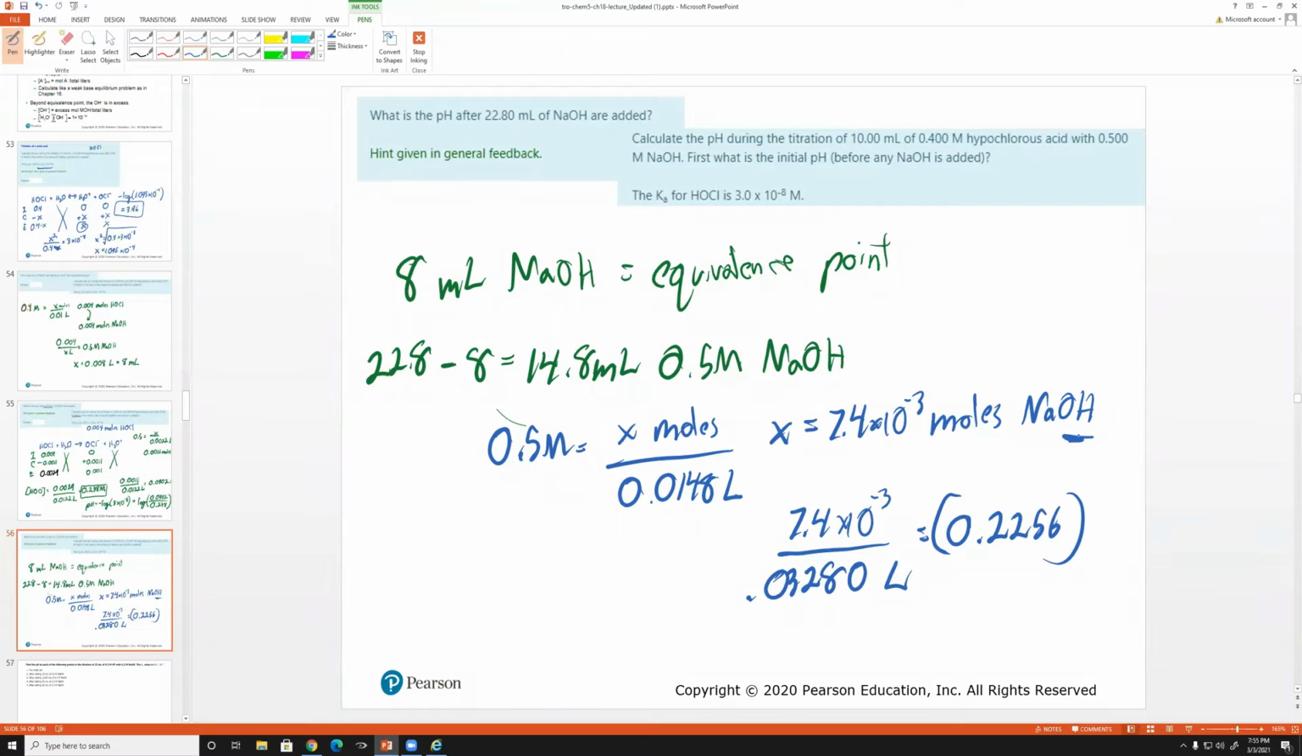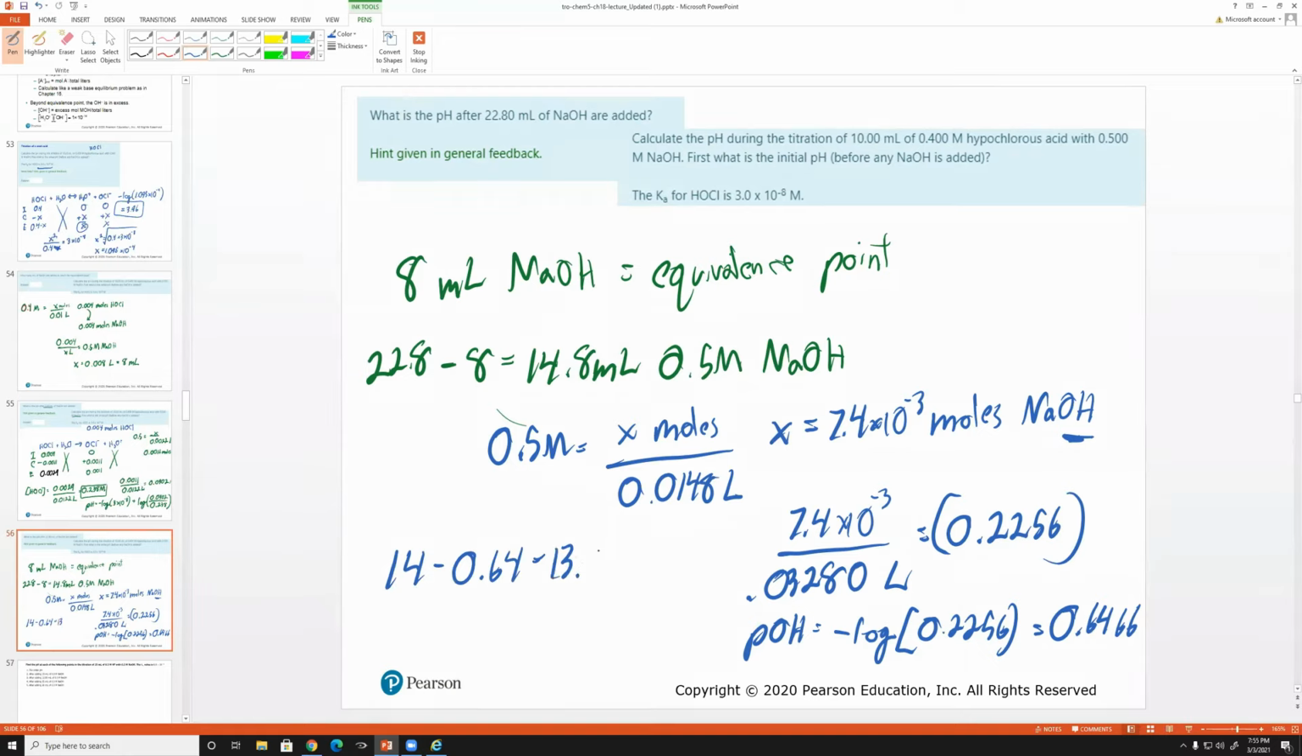after the neutralization occurs. So now from that, we can figure out the negative log of that, which would give us the pOH, not the pH, because we're doing negative log of NaOH, a strong base that would all dissociate into OH minus. So negative log of 0.2256 is going to equal 0.6466. And that's going to be the pOH. Then 14 minus the pOH is going to equal the pH. So that's going to be 13.36.